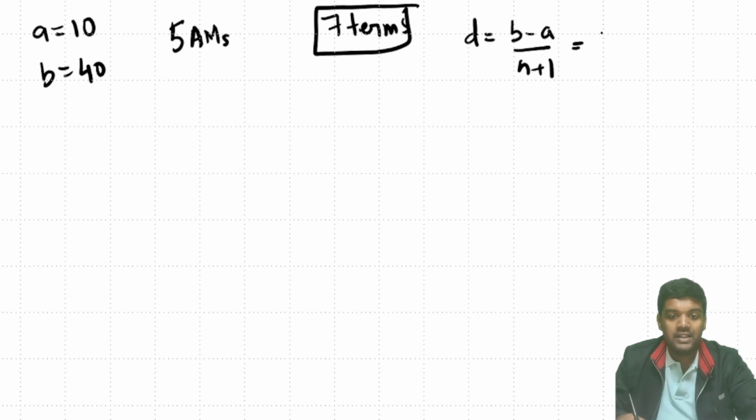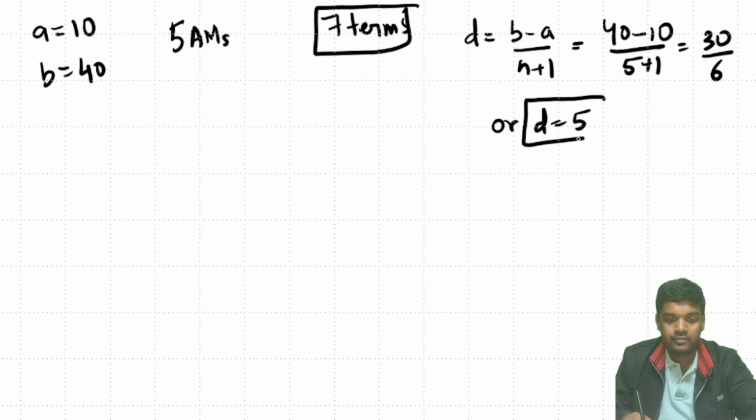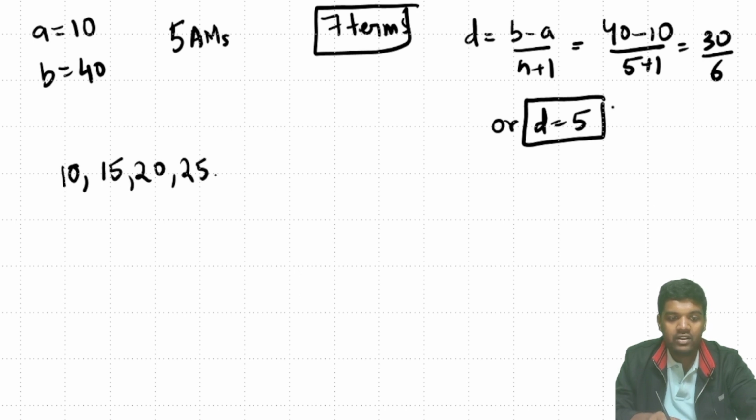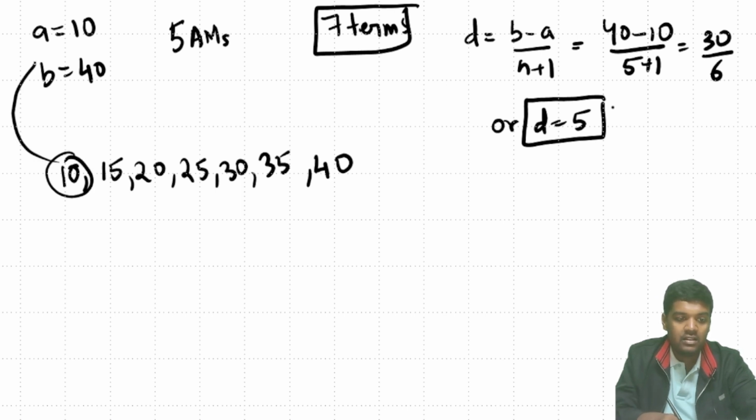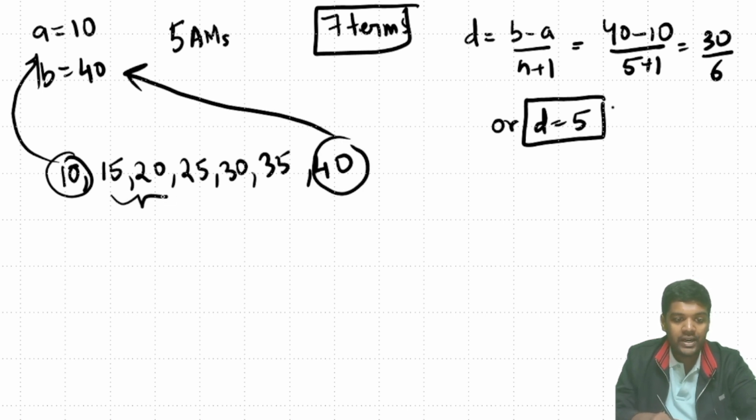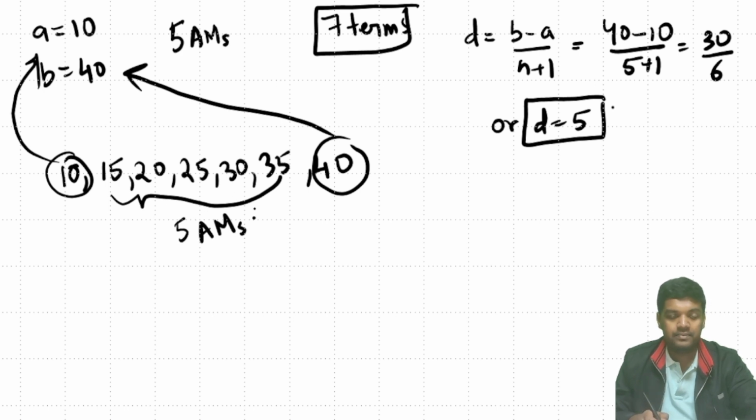Please remember, D equals (B minus A) by (n plus 1), which equals (40 minus 10) divided by (5 plus 1). This equals 30 by 6, or D equals 5. So the series will be 10, 15, 20, 25, 30, 35, 40. Here 10 was my A, 40 was my B, and 15, 20, 25, 30, 35, these 5 are my 5 AMs inserted. Clear? Also sometimes in exams we are asked to construct an AP.